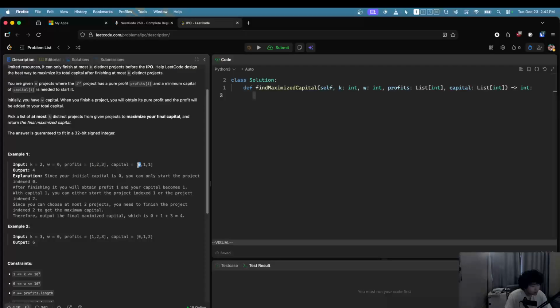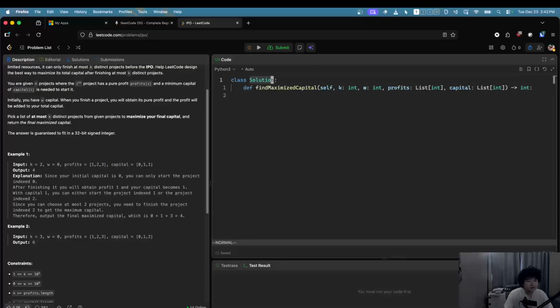So this is how much capital you need to take this much profit. Okay, makes sense. After finishing it, you will obtain profit 1, and your capital becomes 1, so your W increases to 1. With capital 1, you can either take index 1 or 2. Obviously, we will want to take the larger one. Since you can choose at most 2 projects, you want to finish the project at index 2 to get the maximum capital, so you take number 3.